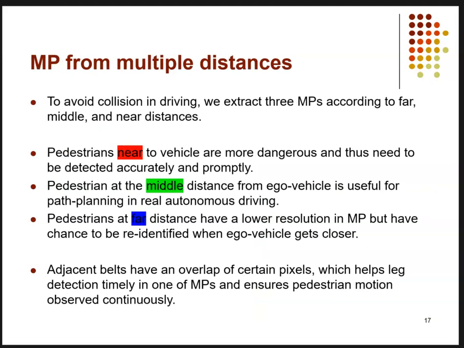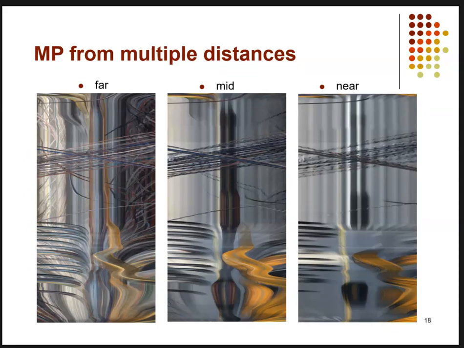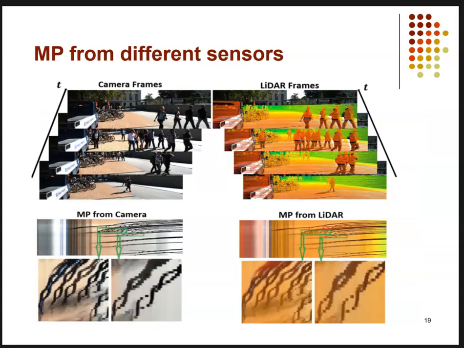For the sake of detecting pedestrians at multiple distances from the camera view, we extract 3 MPs at near, middle, and far, which are useful for path planning. Here are examples of the MPs at 3 different distances. Besides, we can also track the MPs from different sensors, including camera and LiDAR.